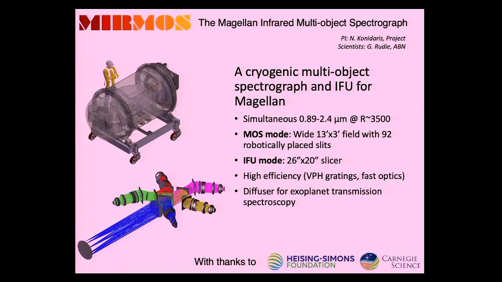For the MOS mode, you have a pretty wide field of view, like 13 by 3 arc minutes. And the IFU is unusually wide for an infrared IFU. This is seeing limited. It's being designed with high efficiency in mind and also high spectrophotometric precision to do exoplanet work. So if anyone is interested in this, has possible applications in mind, I'd love to talk to you.